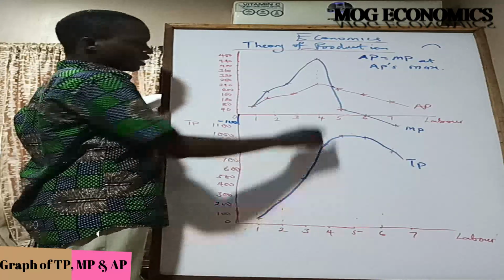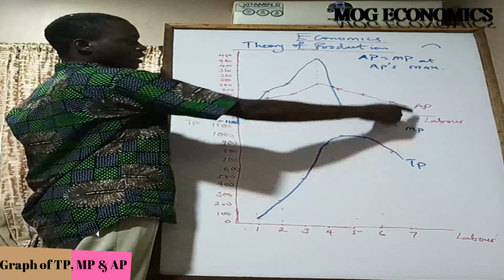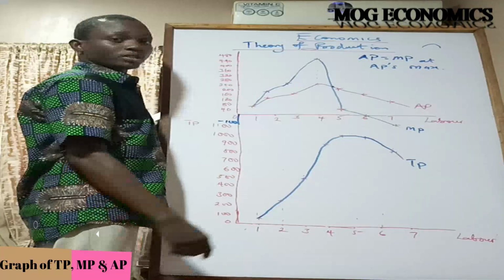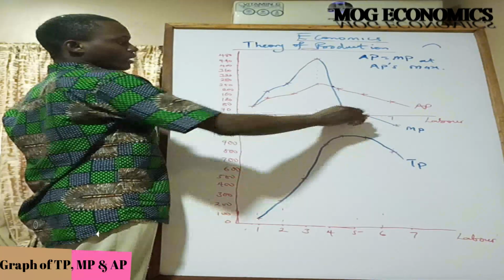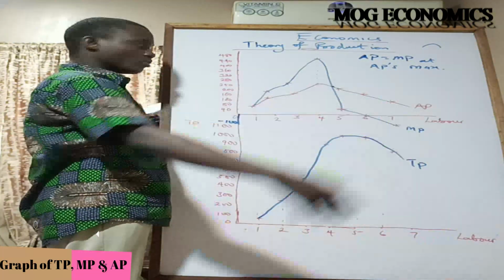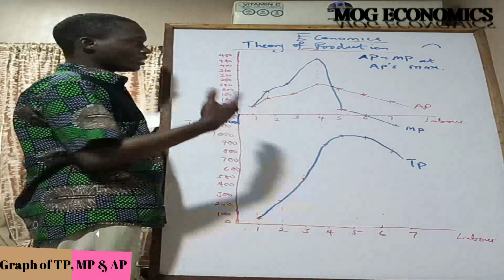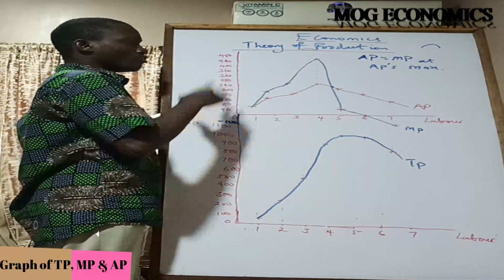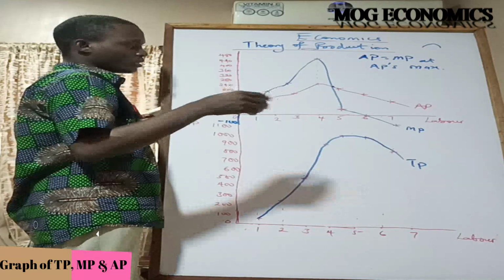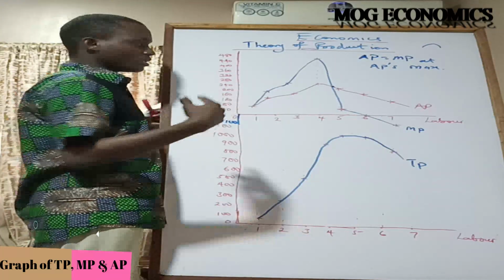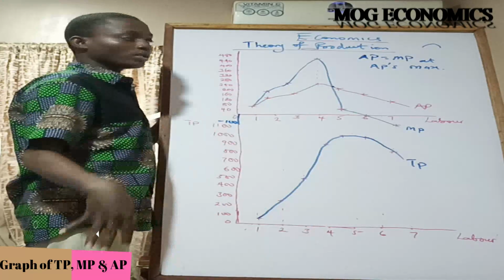Then when MP is negative, at this point MP is now minus 100, AP is still positive, though falling. So when MP is a minus number, AP is falling, but it is still positive. Those are three relationships between MP and AP. First, MP rises and falls faster than AP. Then MP cuts AP at AP's maximum point. Then when MP is negative, AP is positive, though falling.